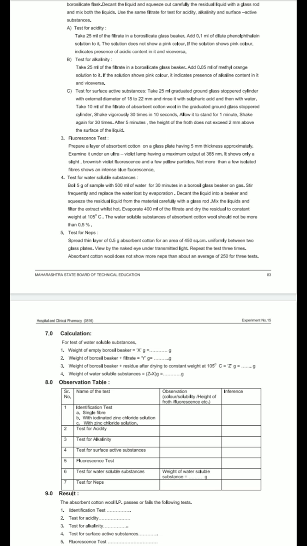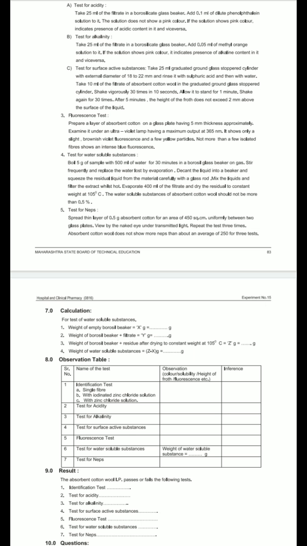Boil 5 gram of the sample with 500 ml of water for 30 minutes in a borosilicate glass beaker on gas. Stir frequently and replace the water lost by evaporation. Decant the liquid into a beaker and squeeze the residual liquid from the material carefully with a glass rod. Mix the liquid and filter while hot.